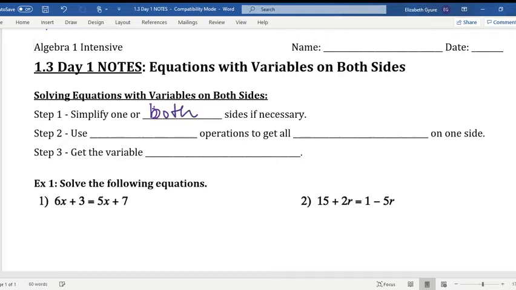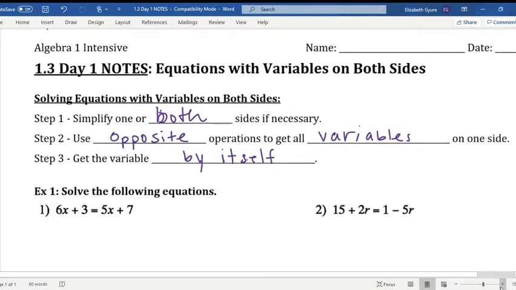So that could maybe be distributing, right? Things like that. Then we're going to use opposite operations to get all variables on one side, right? So if you have a positive on one side, move it to the other and make it a negative. And then we're going to get the variable by itself. Maybe we'll need to multiply or divide, something like that.